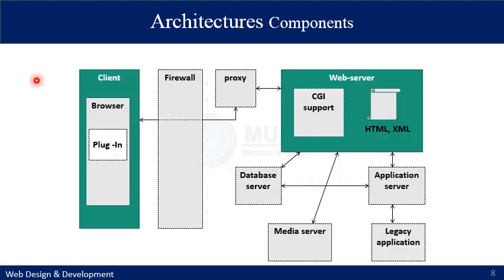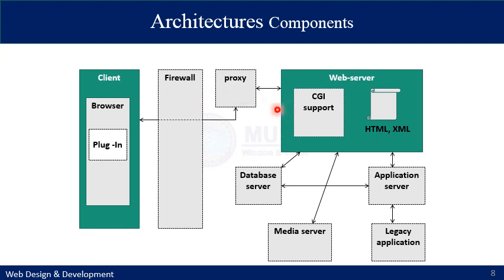So here is a diagram of a typical architecture. It involves the major components such as a client which has a browser and can be integrated with some plugins to increase the functionality of your application. Your local area network is protected by a firewall, and it manages the access from a local area network to an internet server. There can be a proxy.